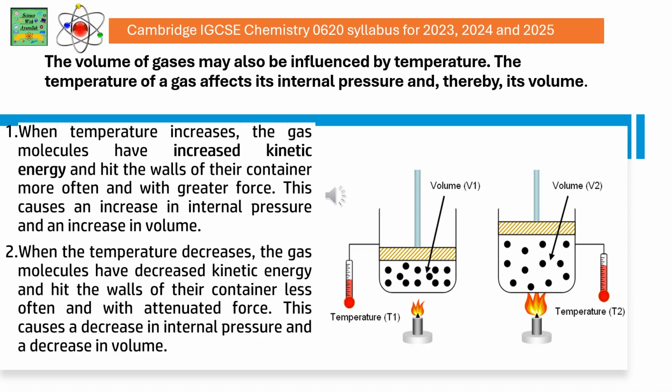Thus, we can conclude that the volume of gases is affected by temperature. When the temperature is increased, the gas molecules have more kinetic energy and hit the walls of the container more often and with greater force. This causes an increase in internal pressure and increased volume.